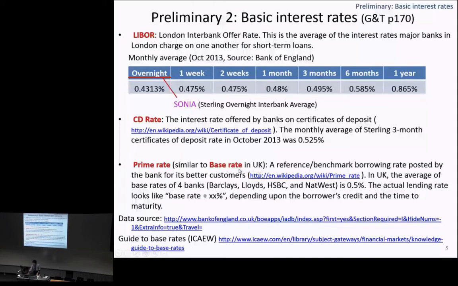There's a similar concept for UK banks called base rate. Base rate is not necessarily for their prime customers, but it serves as a benchmark rate. So contracts say, okay, the interest rate for you is our base rate plus 4%, something like that. Okay, so LIBOR is the interest rate for lending and borrowing among banks. CD rate is the interest rate for these banks to borrow from depositors. Prime rates are interest rates at which banks lend to corporations. Yeah?